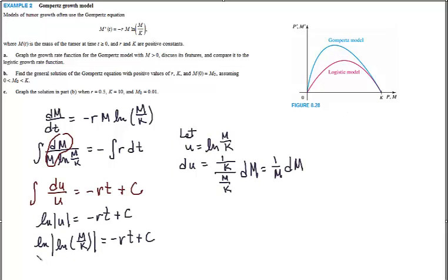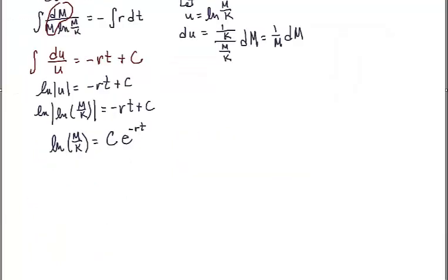Alright, I have this natural log of the natural log, so I'm going to exponentiate both sides and then relabel my e to the C. I still have a natural log in terms of M, so I'm going to exponentiate both sides again. Alright, in rewriting, I'm going to have M of t equals K, and this is pretty ugly, e to the C, e to the minus rt.